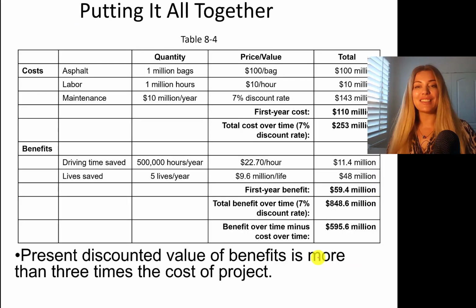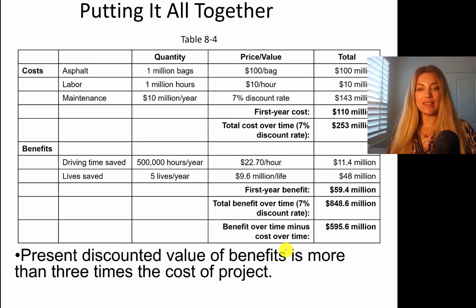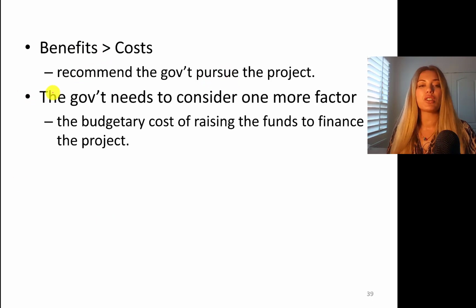Okay, so again, this is the whole thing. If you want to look at the slide, I put a slide without any of these animations because these animations just get on top of each other when you're just looking at the document. So present discounted value of benefits is larger than the present discounted value of the cost. It's actually 3 times more than the cost of the project. This project will be approved because benefits are greater than the costs. You will recommend the government to pursue this project.